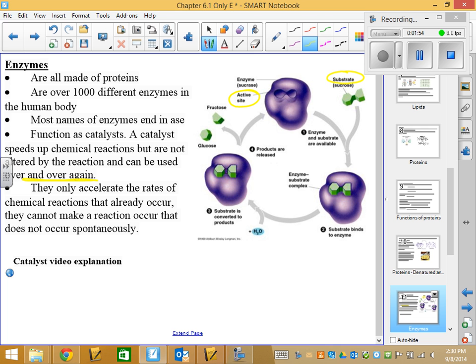Now, does anyone have any questions that they'd like to ask about enzymes at this point here? Because I'm going to give you a bit more details about what actually happens in the next part.